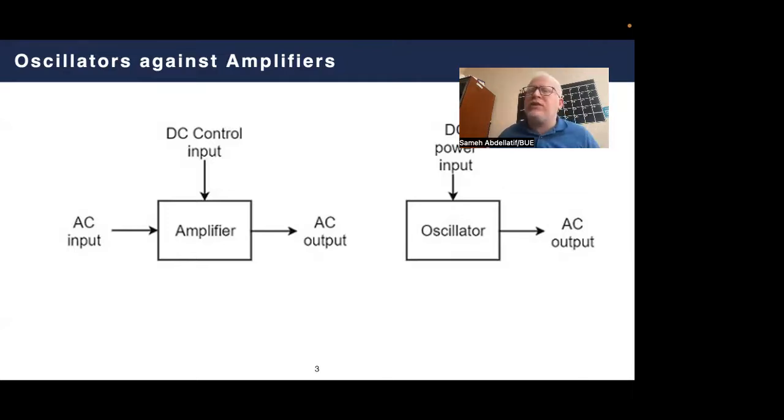So the word oscillator is generally related to generating a sinusoidal signal without having an input AC signal. What we mean here by input is an AC input. We don't have an AC input, we just have an AC output. So how can we generate a circuit that has an AC output without an AC input? This is mainly the concept of oscillators.